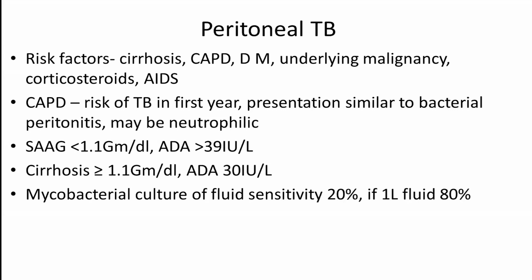And in patients with CLD, you may not get typical features of exudate. SAAG may be more than 1.1 gram per deciliter. In the general population, ADA of more than 39 has a sensitivity of more than 90% and specificity of more than 90%. But in patients with cirrhosis, the sensitivity of ADA is low, and if you reduce the cutoff point to 39 or lower, then the sensitivity may be better.